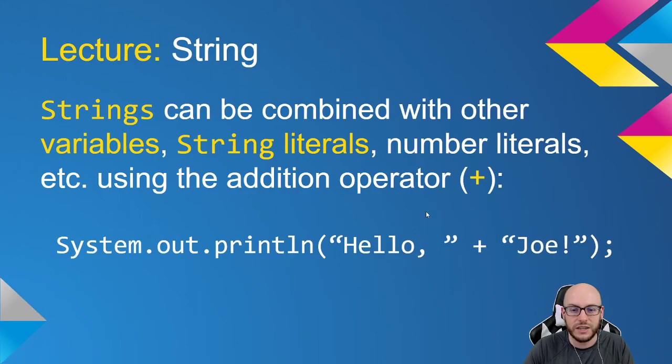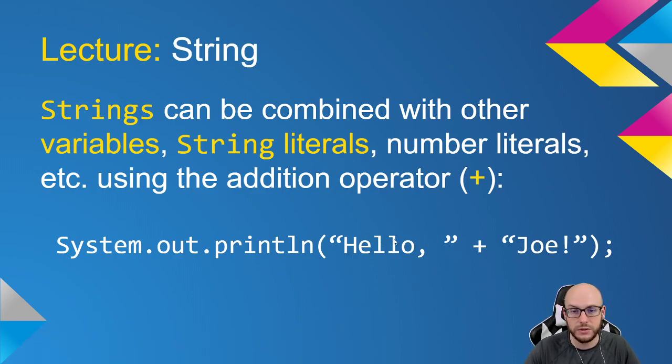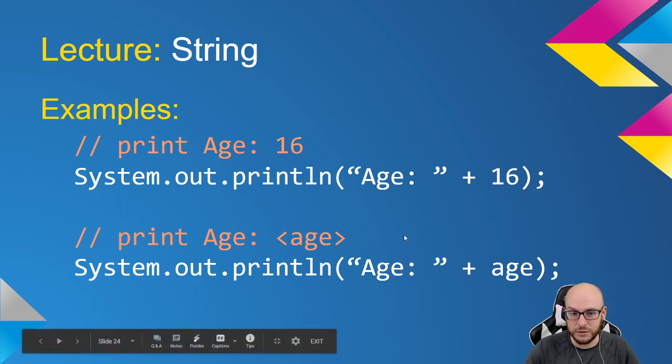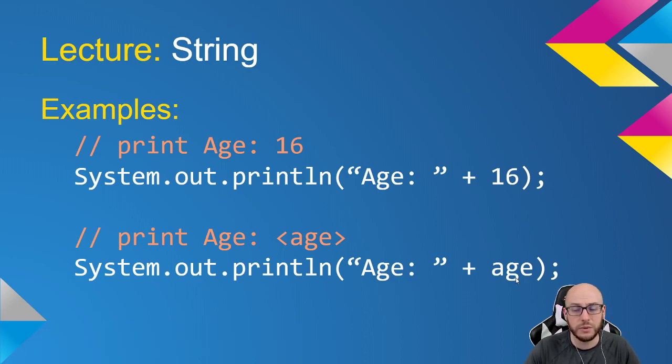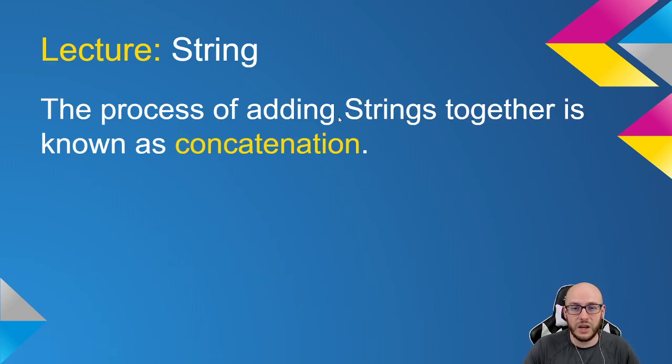So we can use that addition operator to piece together a longer and longer string and alternate between things like text, string literals, and number literals. Here's some examples of that, right? I have the string literal here, and I'm adding on to the end of it 16, which is a number literal. Here I have a string literal, and I'm adding onto it age, which is in theory some type of number variable, like maybe an integer. This process of adding strings together is known as concatenation.